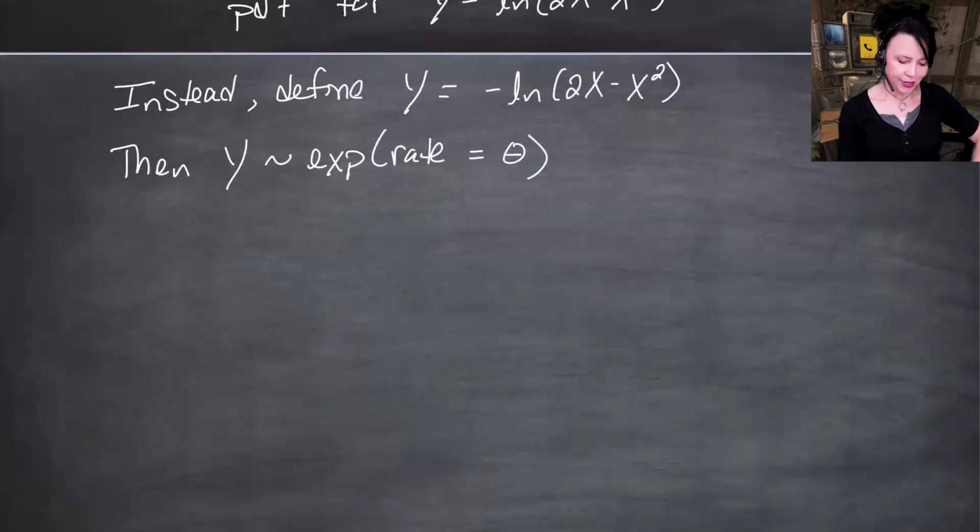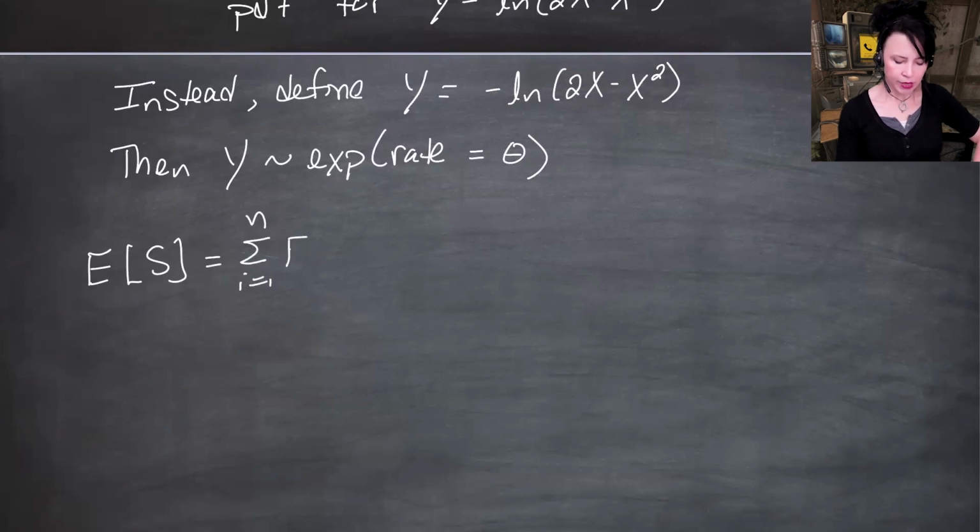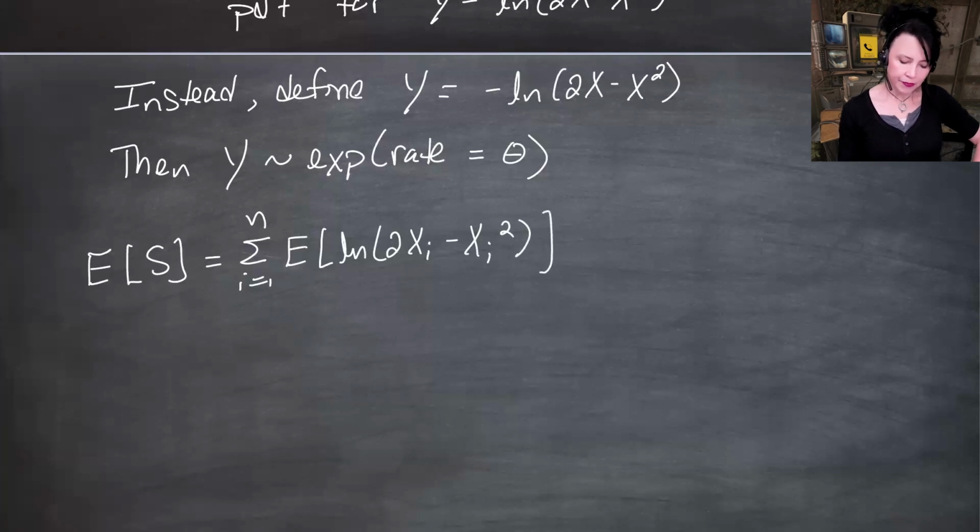Okay, what were we trying to do in step 2? We were trying to find the expected value of s. This was the sum as i goes from 1 to n of the expected value of the log of 2xi minus xi squared. You could leave that sum inside. We almost have an exponential. We need to adjust it. And the sum of exponentials would be gamma, and you could work with that. But I'm going to leave the sum outside. But I would like to have a negative in here.